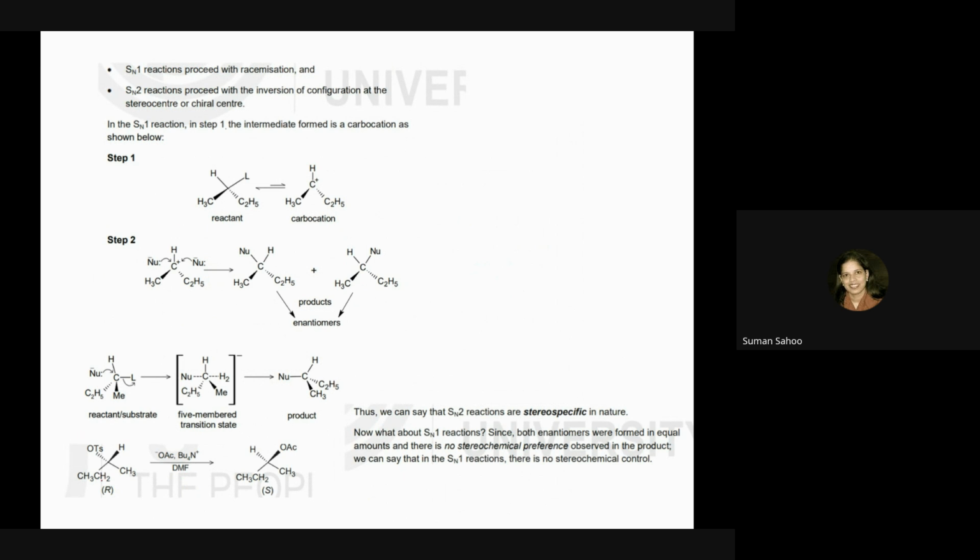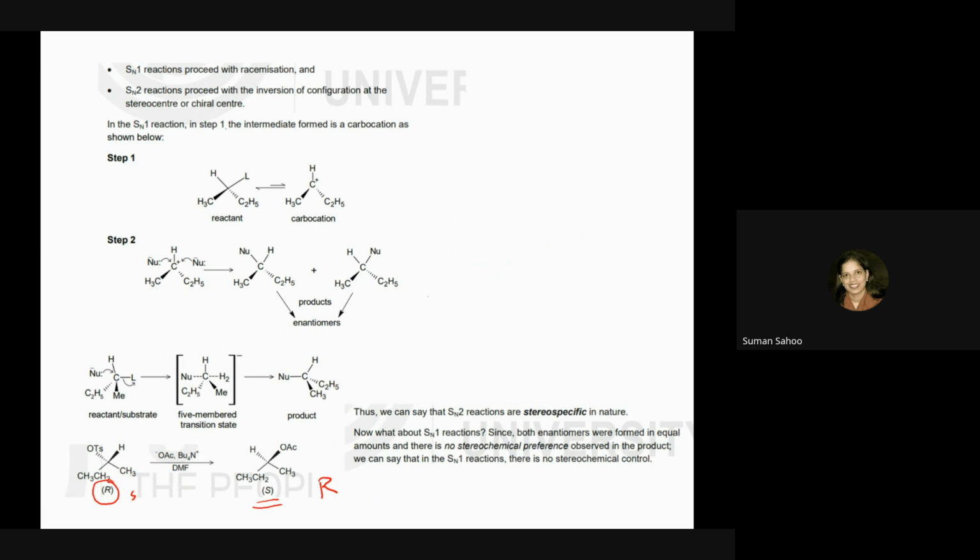And in case of your SN2 reaction, if you take R alkyl halide, that is going to give you S only as the product, or if you take your S alkyl halide, that is going to give you R only. So that means it is specific to your reactant. This one is going to give only this specific compound. But in case of your SN1 reaction, that gives you a racemic product, a mixture of both. So that is not very good stereochemically. It does not have any stereochemical preference in SN1.